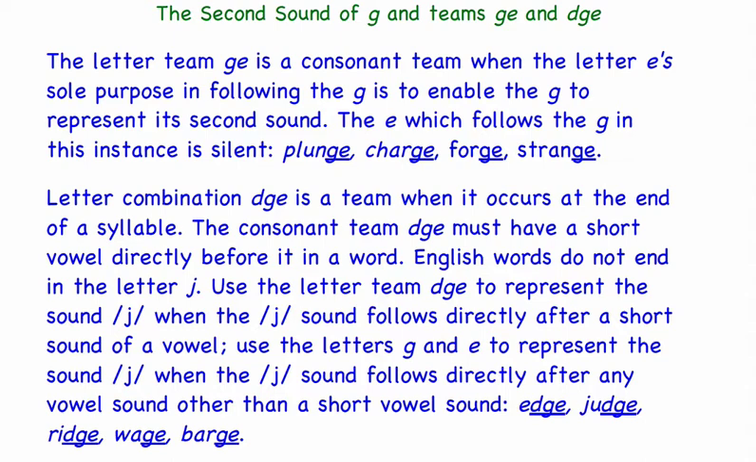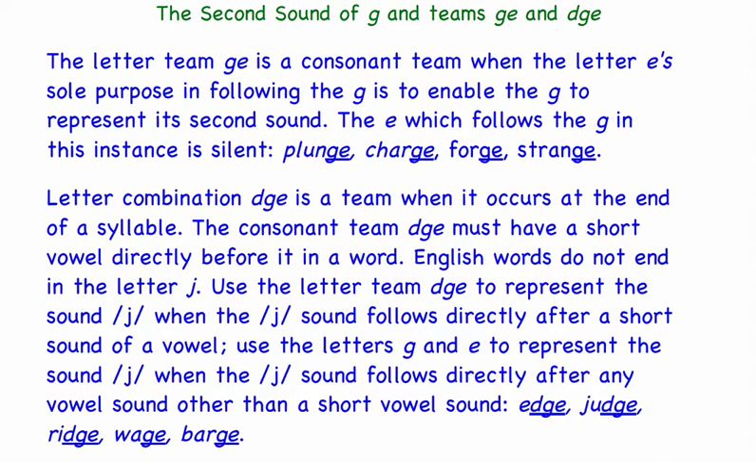Now the final letter combination, DGE, is a team when it occurs at the end of a syllable. The consonant team DGE must have a short vowel directly before it in a word. English words do not end in the letter J. Use the letter team DGE to represent the sound J when the J sound follows directly after a short vowel sound. Use the letters G and E to represent the sound J when the J sound follows directly after any vowel sound other than a short vowel sound.